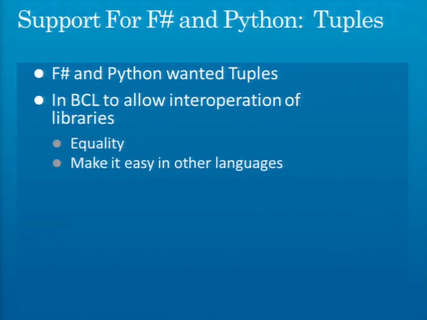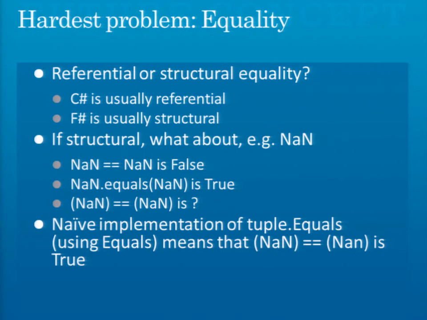Tuples are probably the most interesting new type we added. And it turns out a lot of these things sound simple, and yet there's actually a bunch of underlying complexity. And I want to talk a little bit about where that underlying complexity comes from. So why do we want tuples? Well, F# likes tuples, Python likes tuples. They're actually pretty cool, but there are some hard parts. Yes? I thought there were tuples in C# as well. There will be. You're giving away my punchline. Thank you.